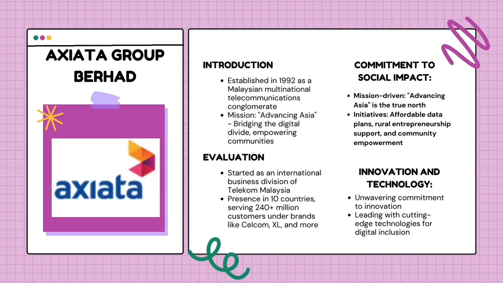The first counter that we have chosen is Axiata Group Berhad, which is known as Axiata. It is a Malaysian multinational telecommunications conglomerate that has been making waves across Asia. Today, it boasts a commanding presence in 10 countries across Southeast Asia, and there are various brands in Axiata, which are Celcom, XL, Dialog, Robi, Smart.